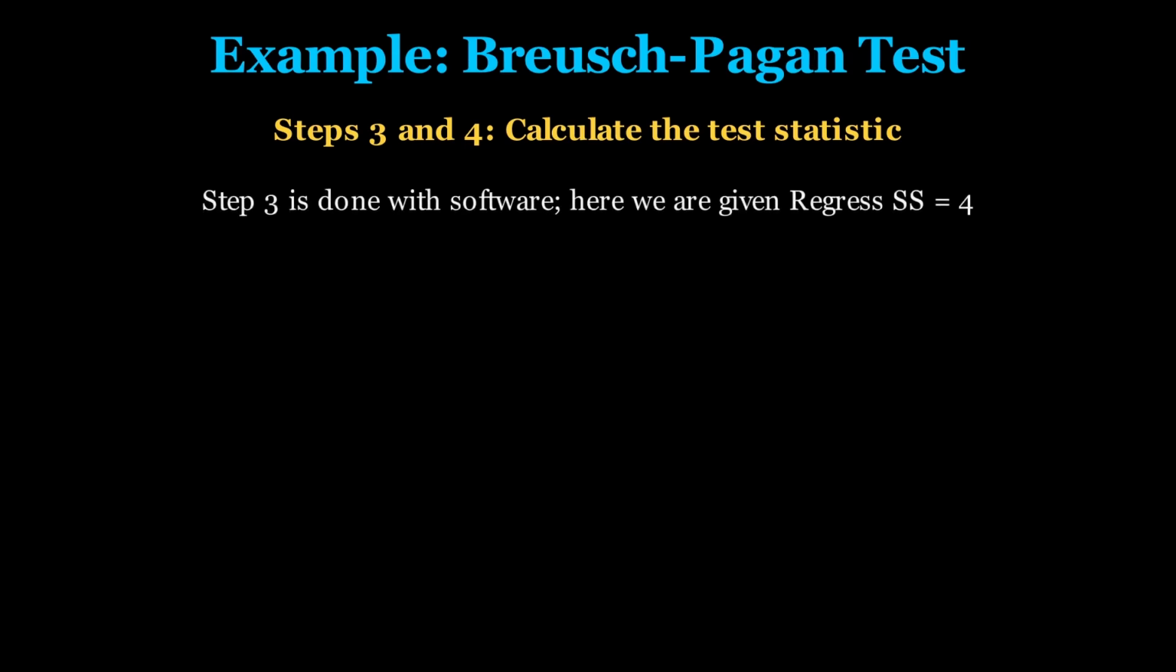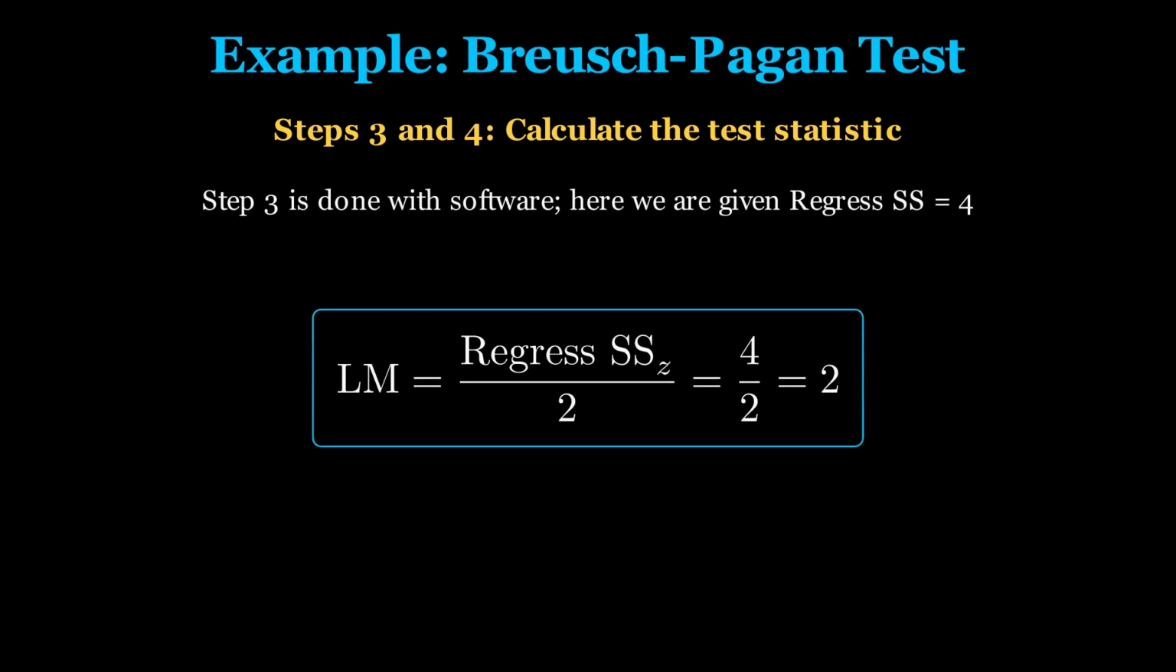Step 3 would be to regress the standardized squared residuals on x, which is typically done using software. We can skip this step since the regression sum of squares is provided in the question. Step 4. Calculate the test statistic. LM equals the regression sum of squares divided by 2, which is 4 over 2, giving us a test statistic of 2.